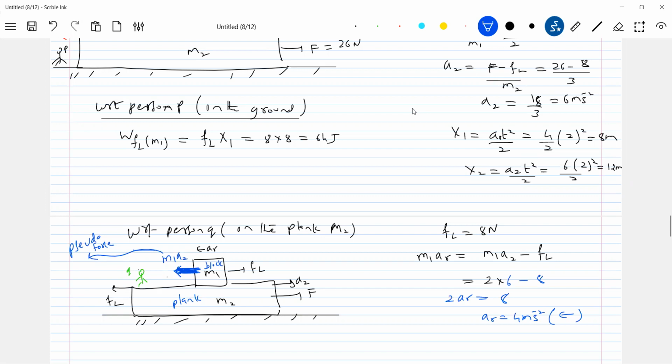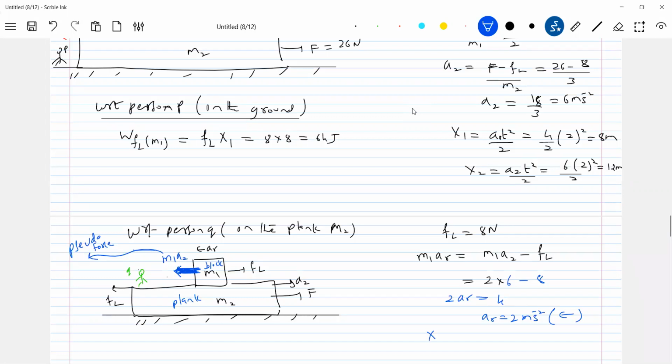Sir, AR is 2, sir, 2 meter per second square. So 2AR is 4 newtons. Which one? 12 minus 8. This is 12 minus 8, this is 4. Okay, then I'll change it. Yeah, thank you. Now, what is AR? AR is the acceleration of the block with respect to the plank.